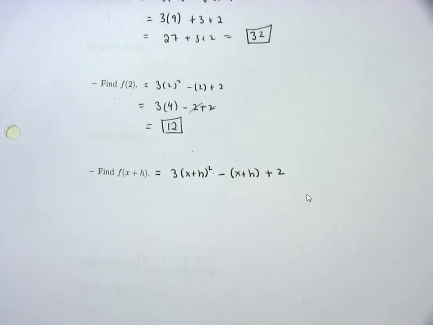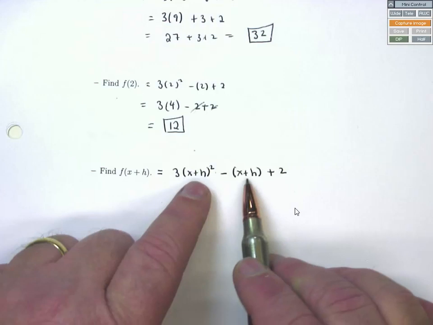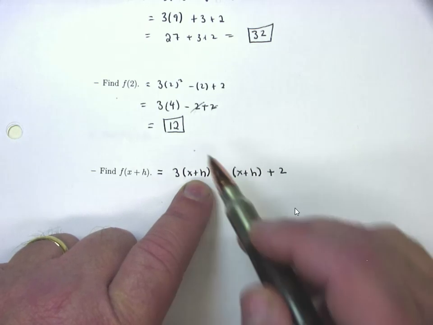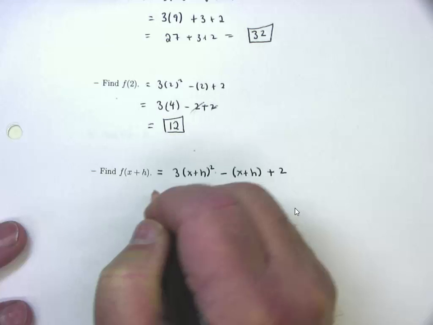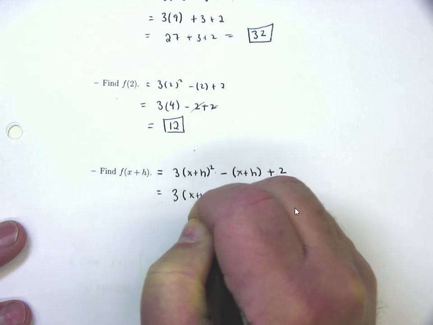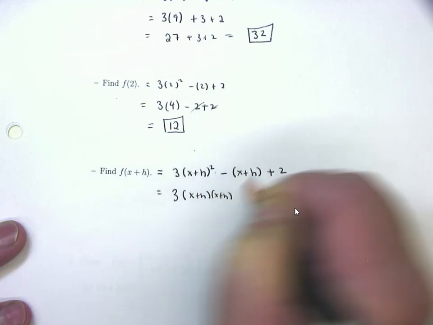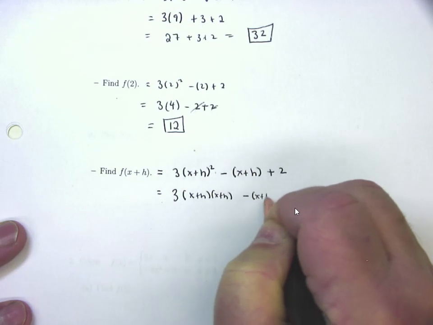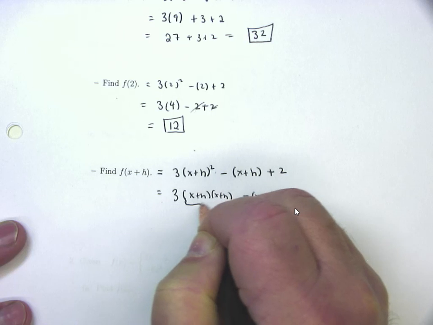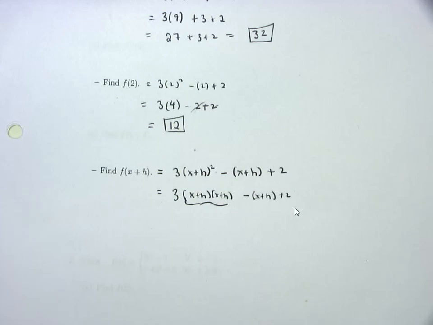So, order of operations: inside the parentheses, they're already tight and cleaned up, x plus h's. Next order of operation is squaring. Squaring means multiply by itself. So that'd be 3 times x plus h times x plus h minus x plus h plus 2. And multiplication comes next. And how do I multiply x plus h times x plus h? What am I going to do?